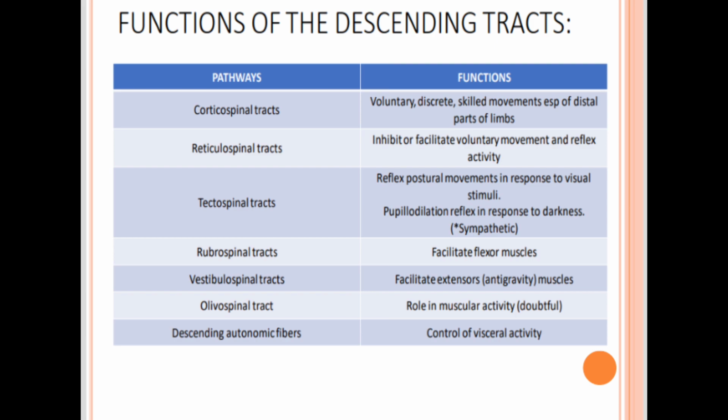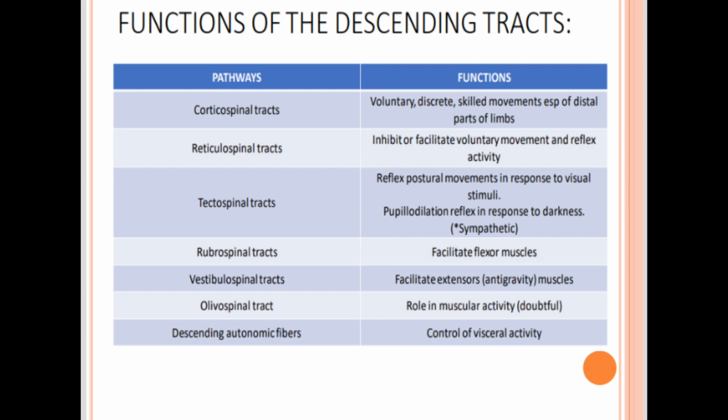Now the tectospinal tract. For example, whenever we receive visual stimuli, our head and whole body tend to rotate in the direction of the visual stimulus. This function is basically controlled by the tectospinal tract. As well, if there is darkness around, the fibers associated with the sympathetic neurons cause pupillodilatation. So this is also a function of the tectospinal tract.